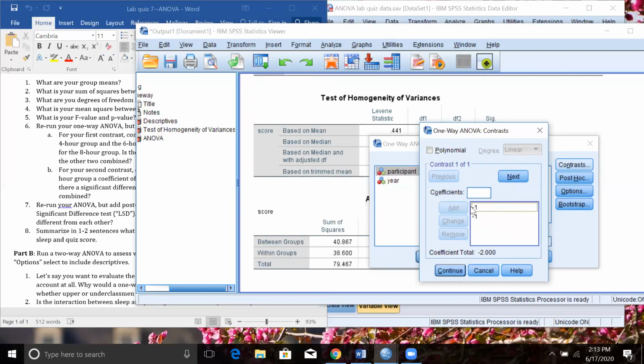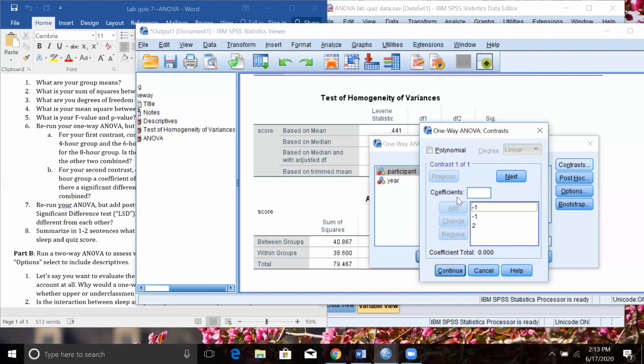What this is doing is assigning negative weights to groups 4 and 6, such that they will be pooled together on the negative side of 0. Now, to compare groups 4 and 6 combined to the 8-hour group, I'm going to assign the last coefficient, which is associated with group 3, the 8-hour group, a +2.